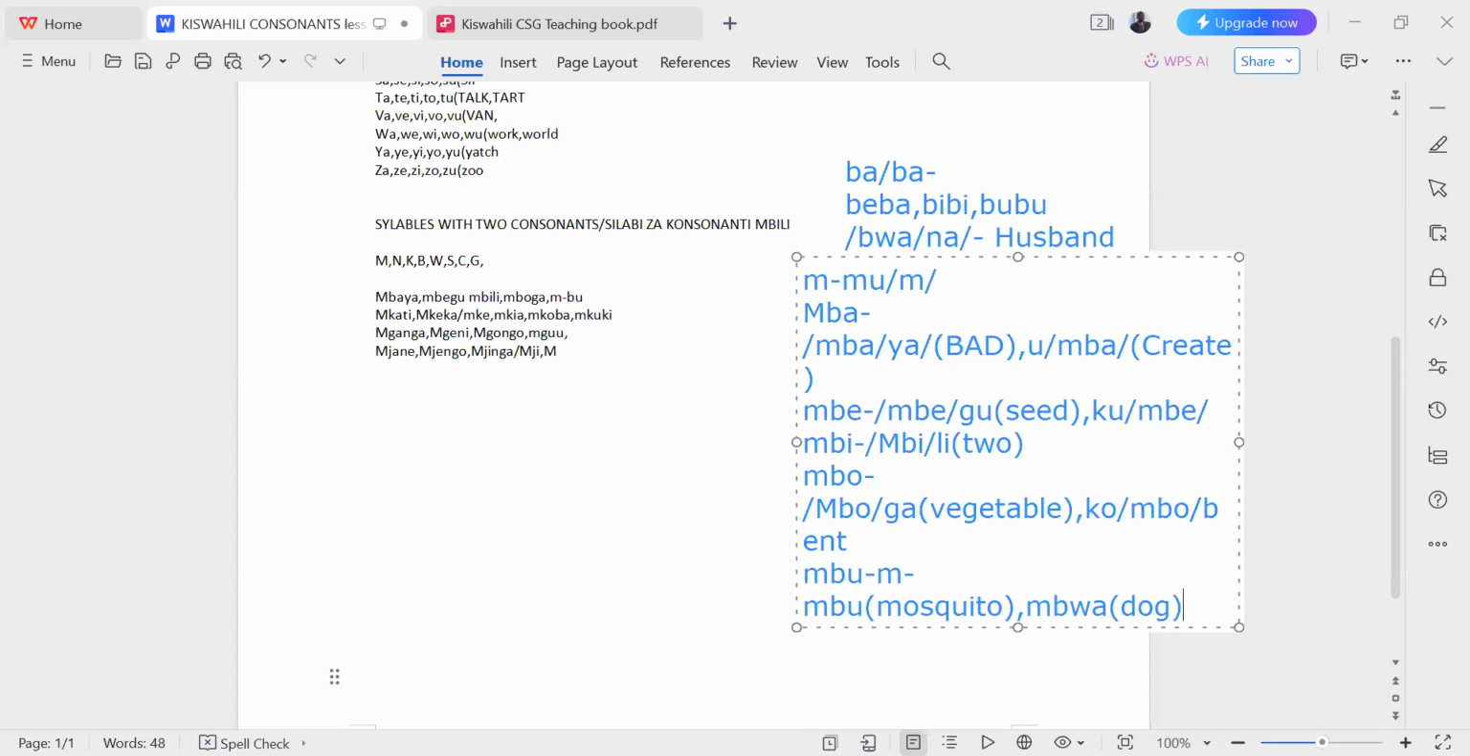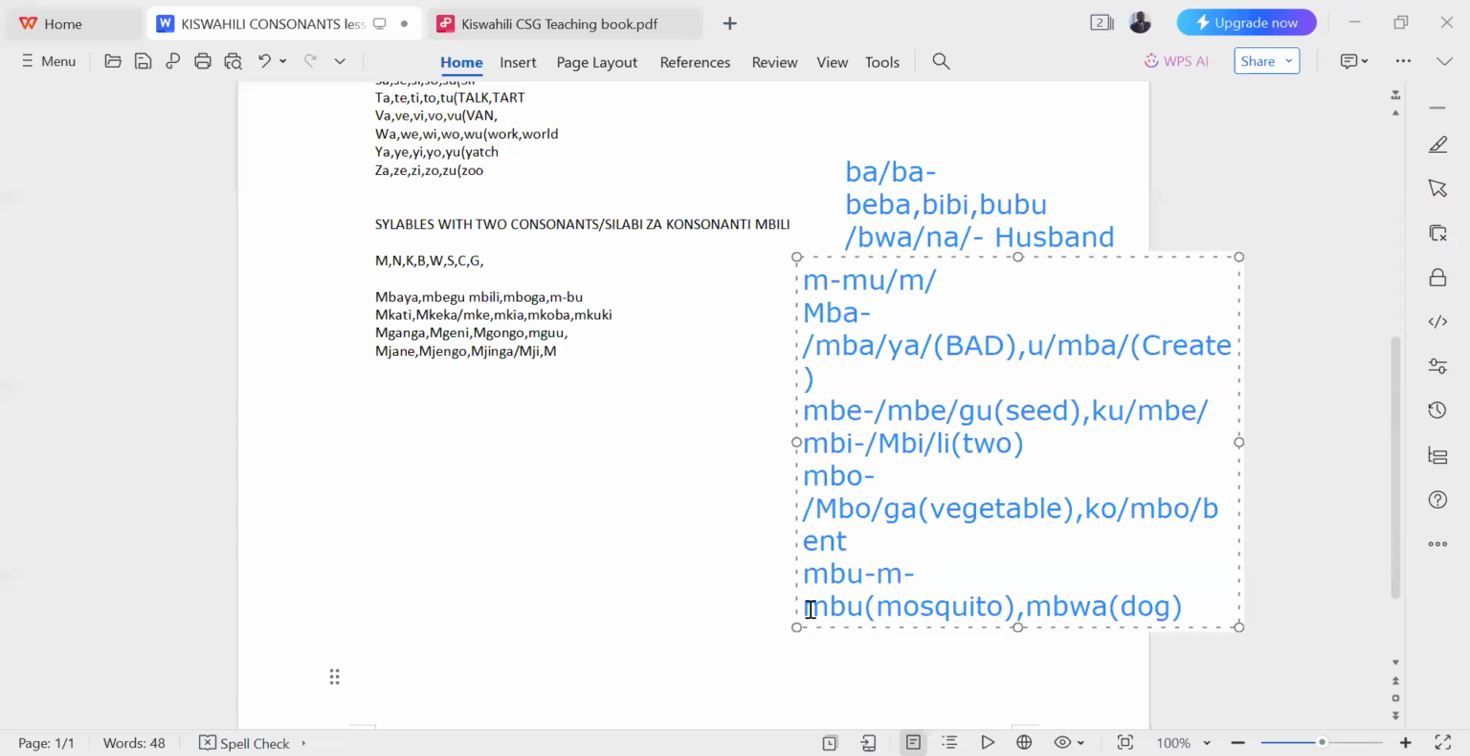Mbu is mosquito. Some people tend to call mosquito umbu. They try to put U in front of M to make it umbu, but this is not the correct pronunciation, writing, or word for mbu. Mosquito is without U. Most of the time somebody tells you umbu to refer to mosquito, but the real pronunciation is mbu. There's no U before the M. This is an example of how M can be used with the letter B.